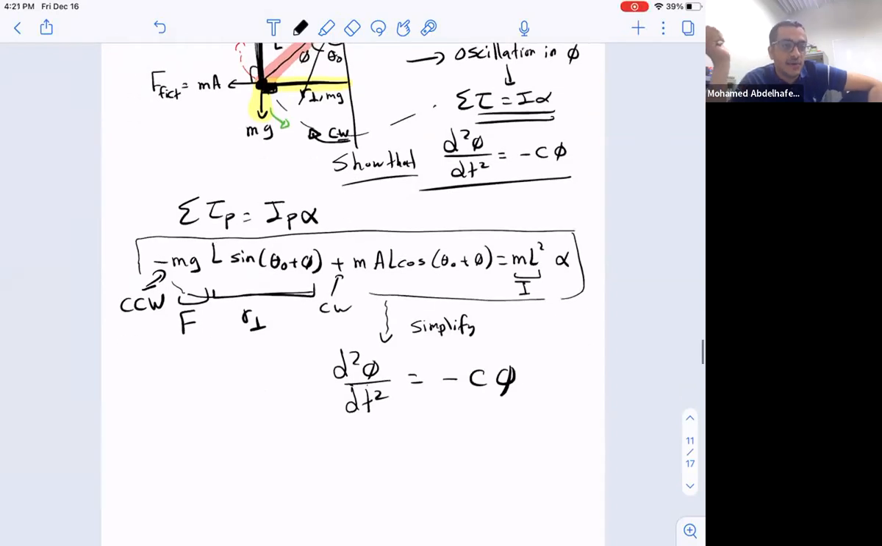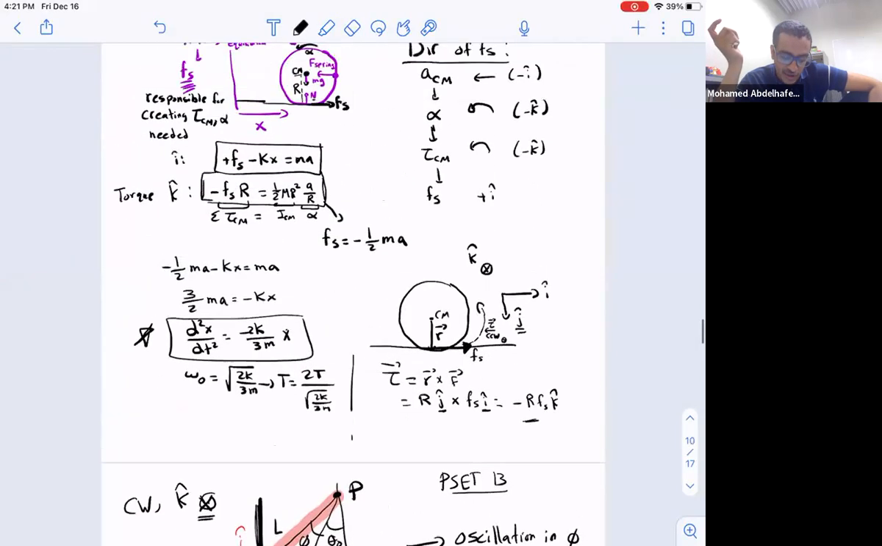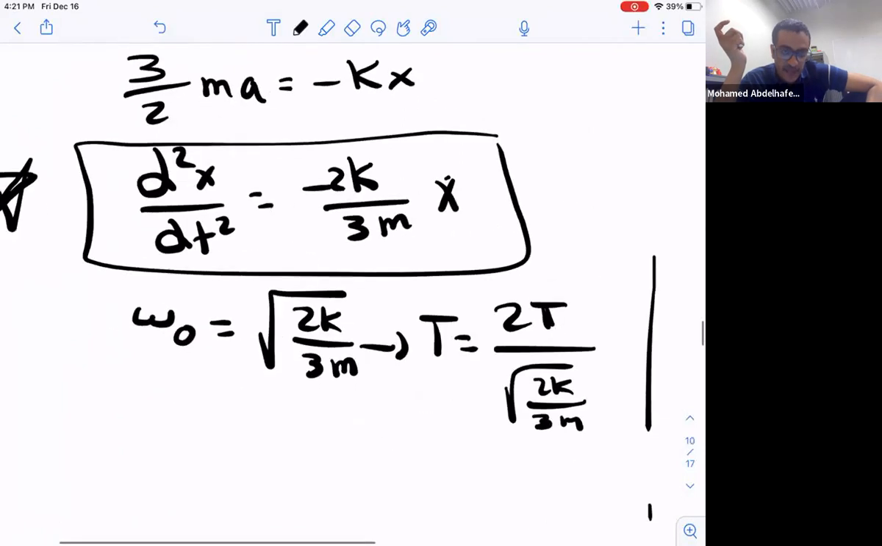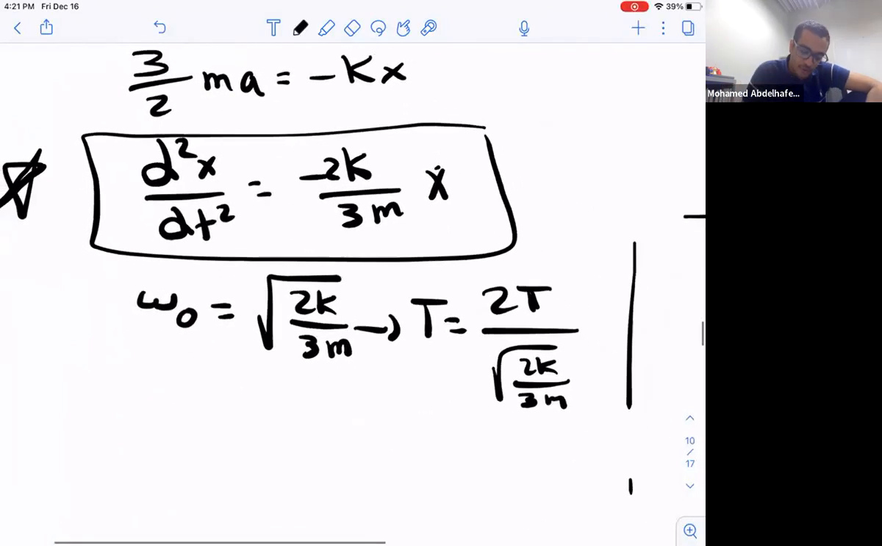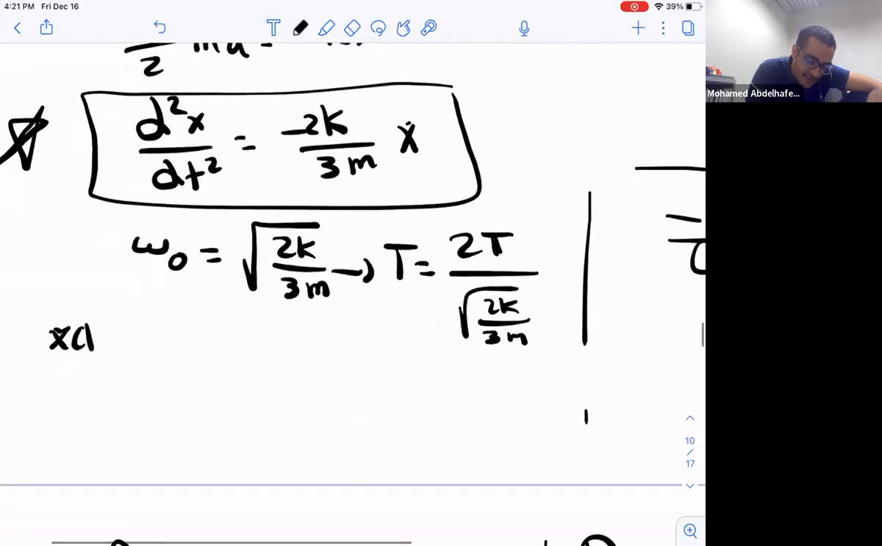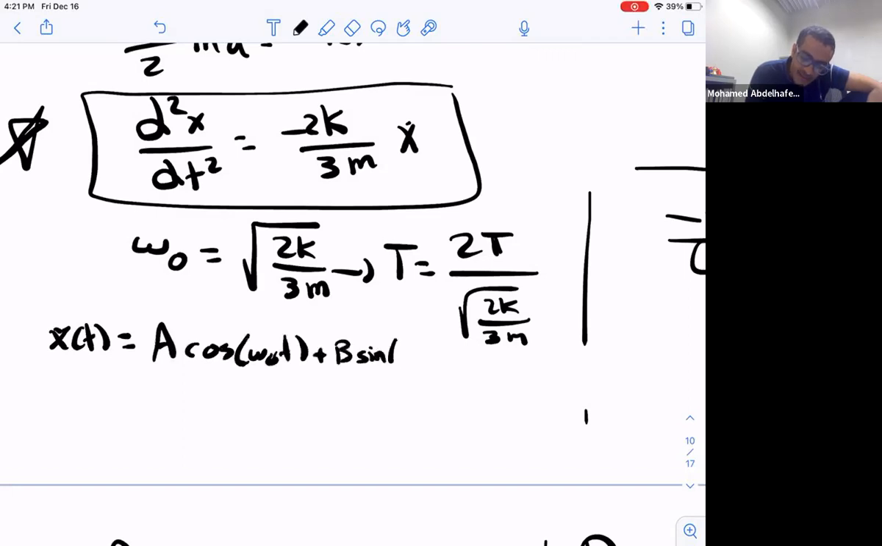The solution is sine and cosine. The omega naught is the square root of whatever constant you found, just like here. This differential equation means this is omega naught squared, and it also means that the solution, if you ask what x is as a function of t, is a cosine omega naught t plus b sine omega naught t, and you find a and b from the initial conditions.